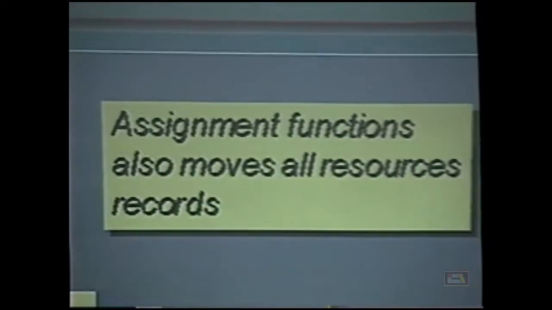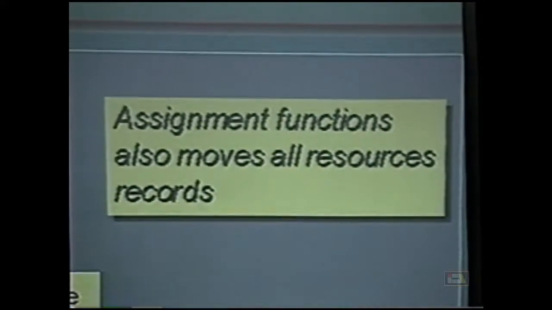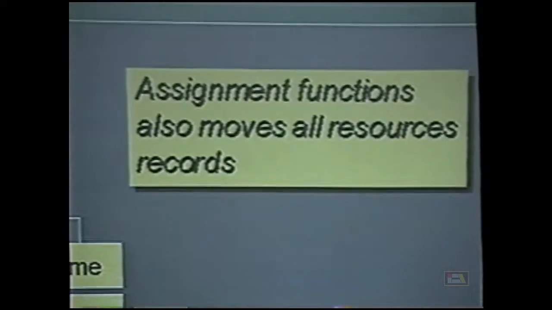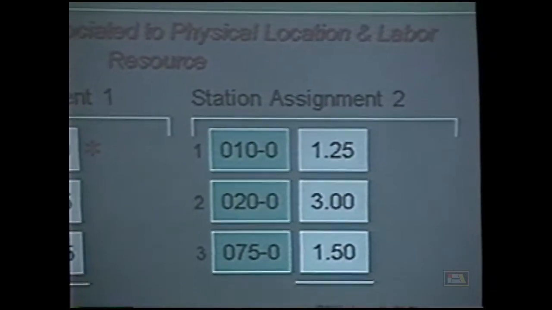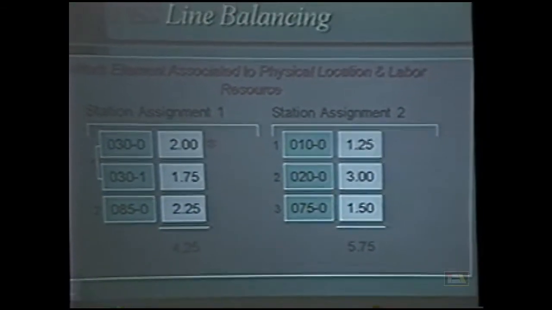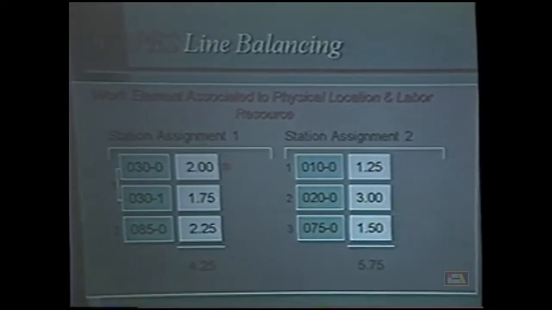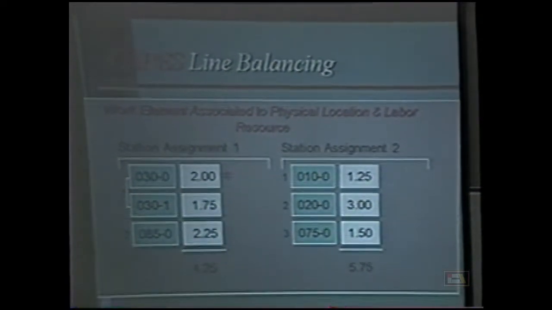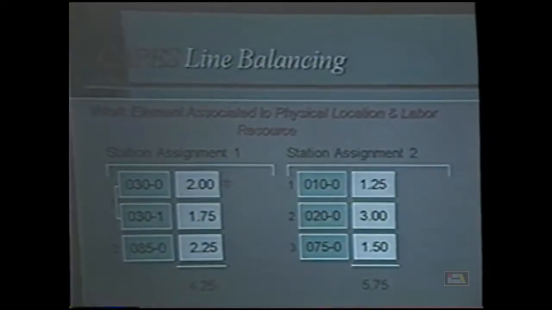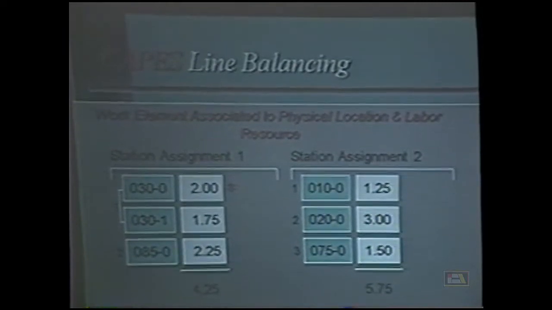The important thing to note is we have an assignment of functions. Assignment functions also move the resource record. So when you're moving that operation across an assembly line to balance it, you're moving all those resources with it. Something you cannot do today at CASE. Also, the work element is associated to a physical location and that labor resource. On the left side, you see an assignment 1 with the sequence 1 and 2 for the operation. You see there are 2 operations, 30-1 and 30-2. That could be putting on, let's say, the mirror, a European mirror versus a North American mirror, something like that.